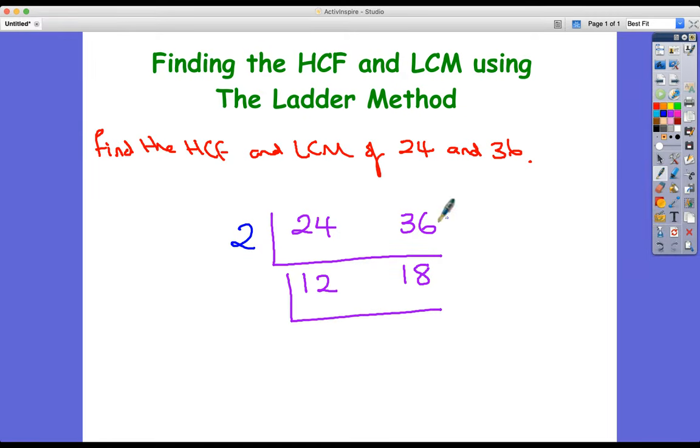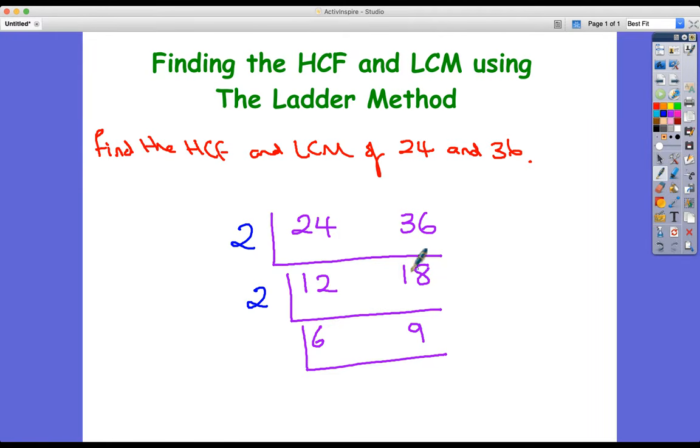Then the next thing I'm going to ask myself again is, what is the lowest prime factor of these two numbers? And again, they're both even, so that's 2. Then ask myself, how many 2's go into 12? That's 6. And how many 2's go into 18? That's 9. Things have changed slightly now because I'm not going to have a 2 next. You can see that 2 doesn't go into 6 and 9. It does go into 6, but not 9.